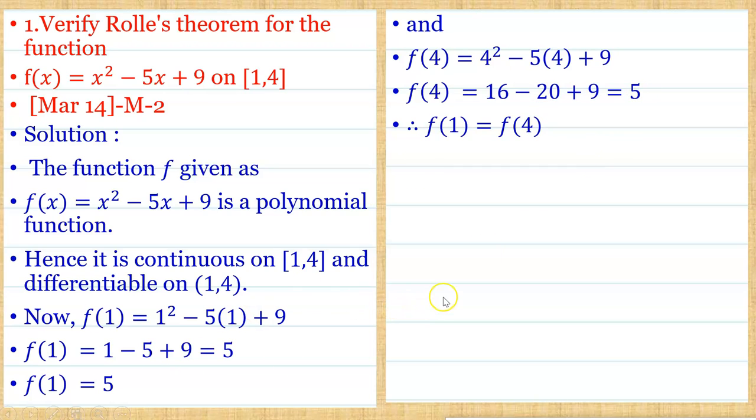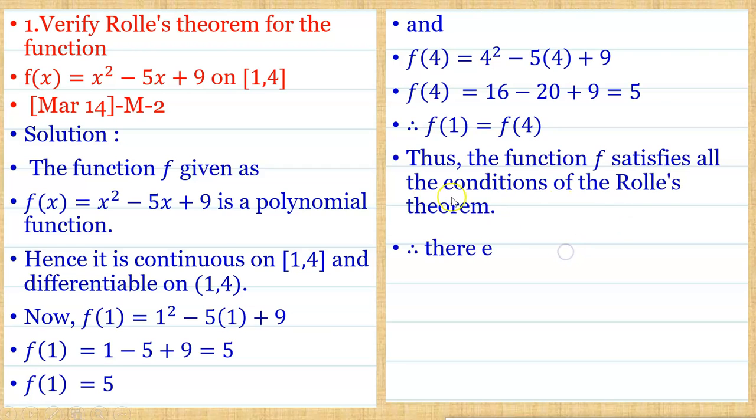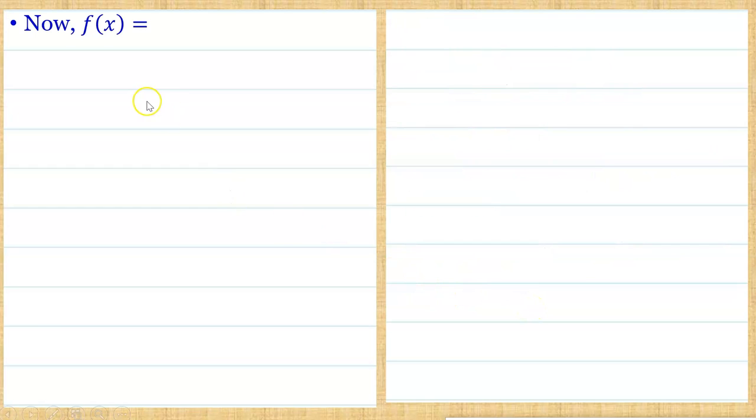Now both values are equal. म्हणजे f of a is equals to f of b. इथे झाले आपल्याला f of 1 is equals to f of 4. Thus the function f satisfies all the conditions of the Rolle's theorem. आता there exists a c belongs to open interval (a, b) such that f dash of c is equals to 0. बघूया आता त्या फंक्शनचा आपण इथे काय करणार तर डेरिव्हेटिव्ह काढणार.